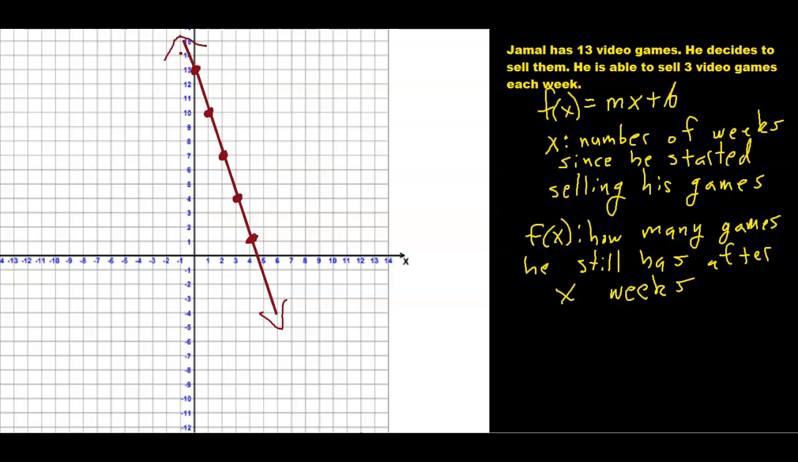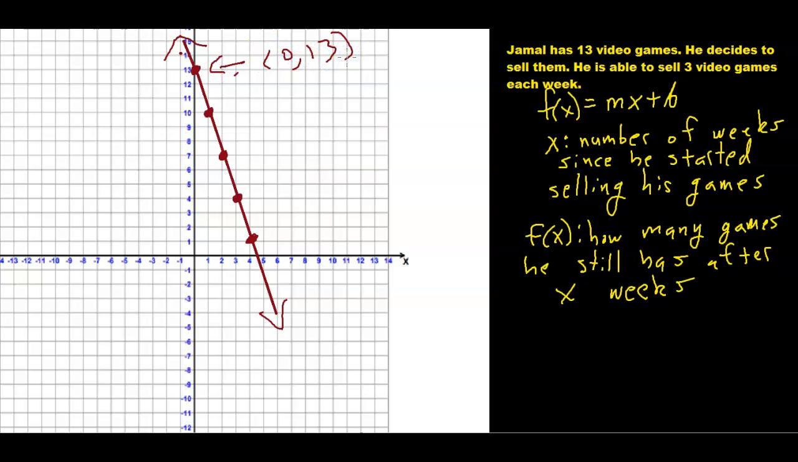Let's remember that x in this scenario is the independent variable. It means the number of weeks since he started selling his games. f of x is how many games he still has after x weeks, right? So let's take a look at a couple of points on this graph so that we're sure this all makes sense. Let's look at this point. This point is (0, 13), right?